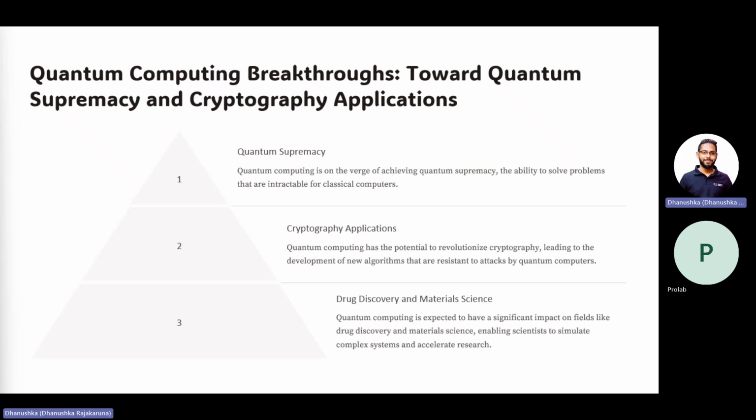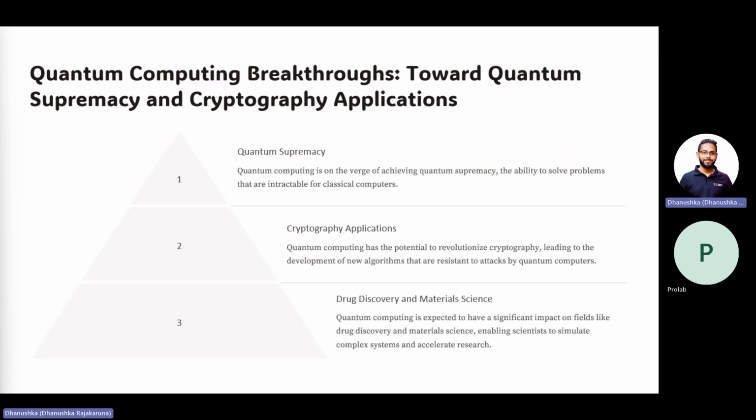So the key concepts will be qubits, quantum entanglement, quantum supremacy, quantum decoherence. So the breakthroughs driving quantum supremacy will be Google Sycamore processor in 2019, IBM quantum volume metric, fault tolerant quantum computing, photonic quantum computing, quantum algorithm innovations.